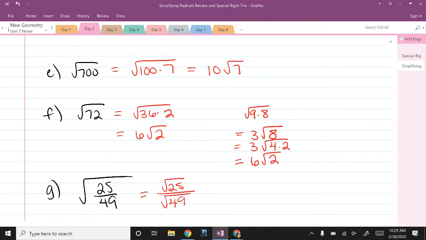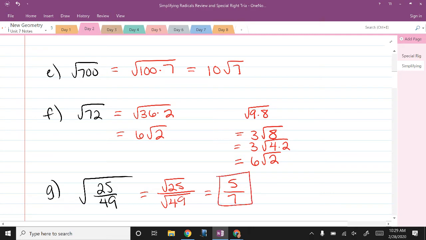All right, so we have 1. And then what's the square root of 25? Over, what's the square root of 49? And then if the fraction can be simplified, you do that. But 5 over 7 is already reduced. Okay with that? So if it's a fraction, you do it the numerator and the denominator separately.